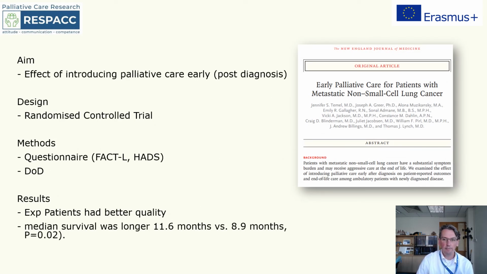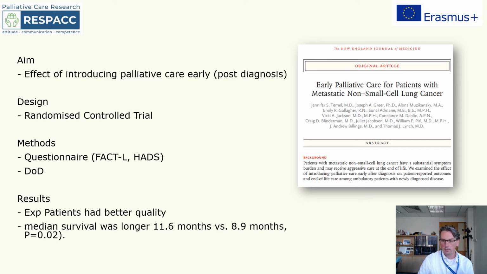This is probably the most famous research study done in the last years within palliative care: the TEMO study looking at early palliative care for patients with non-small cell lung cancer. In this study, they were interested in introducing palliative care very early to lung cancer patients post-diagnosis and looking at the effect of that. The design for the study is a randomized controlled trial, which is the strongest research design you can use. The methods within the study, in terms of the questionnaire, used a functional assessment of cancer therapy scale and the HADS, which is an anxiety and depression scale, and date of death.